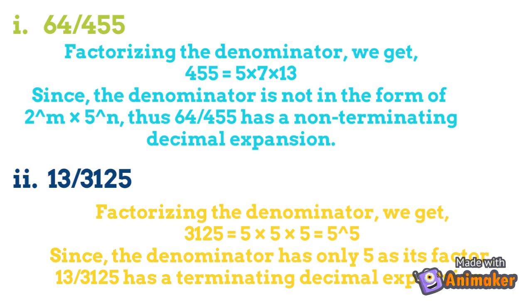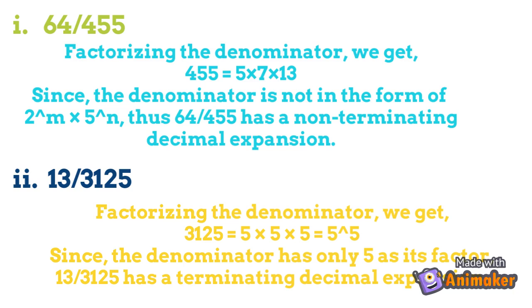We will find the factors of its denominator, and if it comes in the form of 2 to the power m into 5 to the power n, then only it will be a terminating decimal expansion. And if it does not come in that form, it will be a non-terminating decimal number, or an irrational number. So after doing the factorization of 455, because it is the denominator, right?